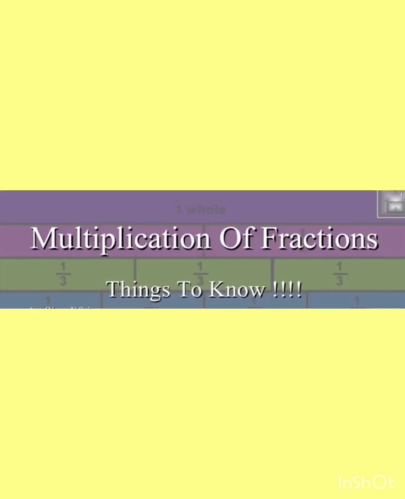There are some important points you must know. That is, "of" means multiply. The product of two proper fractions is always less than both of them. The product of two improper fractions is always greater than both of them. The product of one proper and one improper fraction is always less than the improper fraction but greater than the proper fraction.